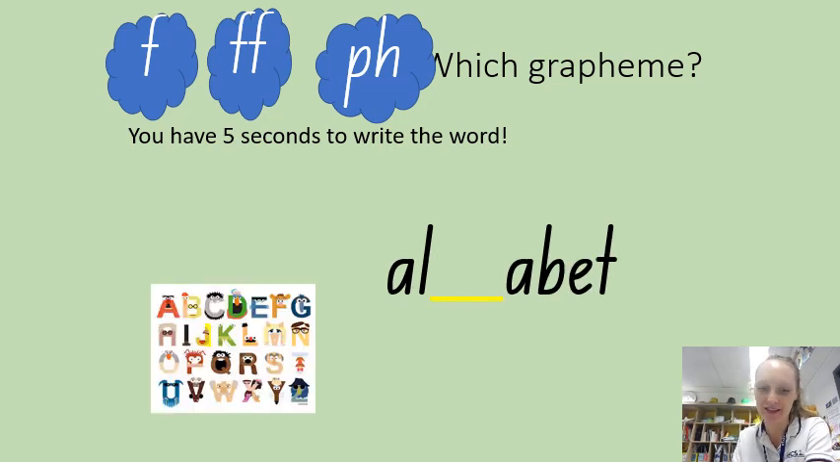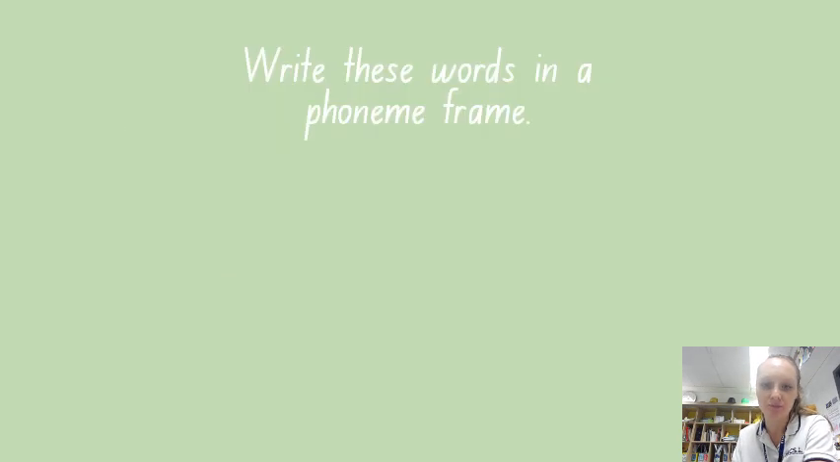Okay, alphabet. All right, alphabet is a special word, so think about the graphemes. There's no short vowel there, so we don't need the double F. You need to decide whether it's F or PH. I'm going to give you 5 seconds. 5, 4, 3, 2, 1, and 0. Alphabet is the PH.